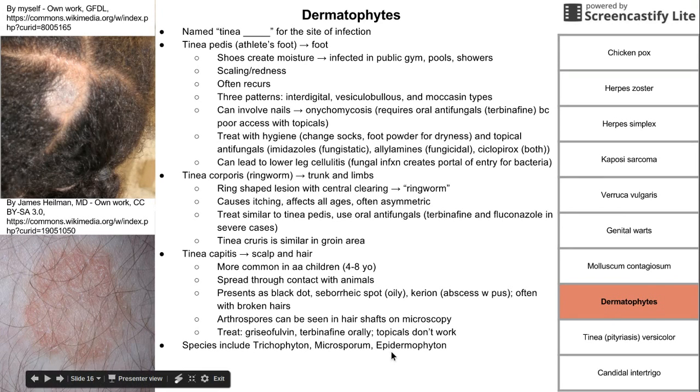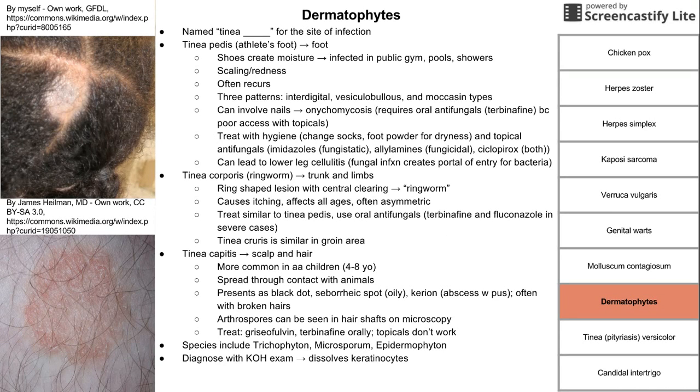And these are the most common species that cause fungal infections, and they're all kind of caused by the same species. You can diagnose these dermatophytic infections with the KOH exam. This potassium hydroxide exam is essentially taking a piece of the affected area, dissolving it with KOH, which kind of dissolves the keratinocytes, and then observing under the microscope for any kind of hyphae or other indicators of dermatophytes.